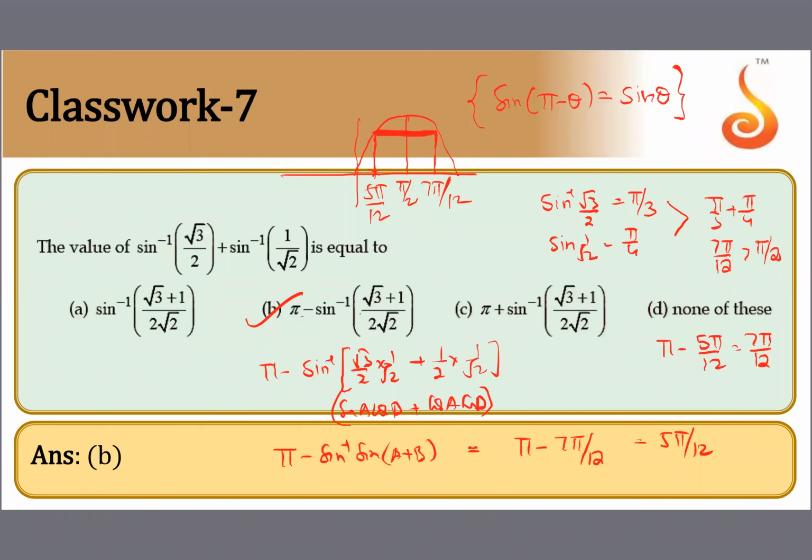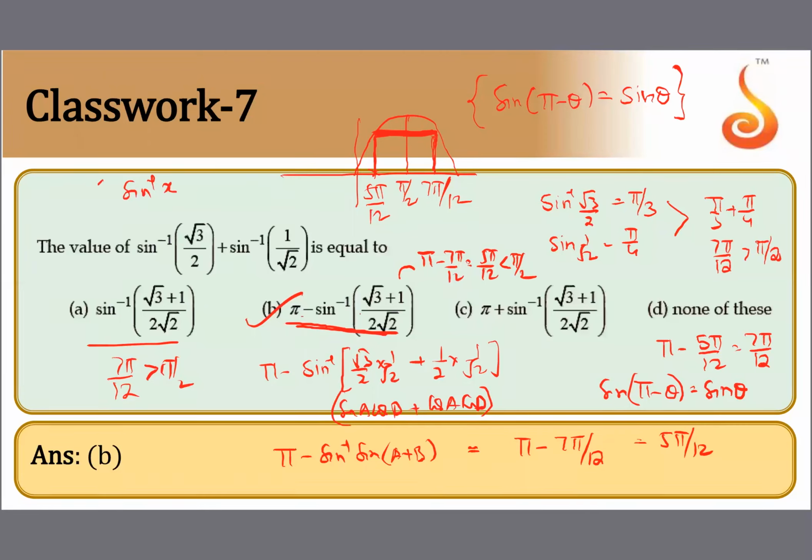Second last step says that sine of pi minus theta is the same as sine theta. If you take this answer, this will give you 7 pi by 12, which is greater than pi by 2. Because it must lie in the principal angle, pi minus 7 pi by 12 will give you 5 pi by 12, which is less than pi by 2. Because the equivalent value of 7 pi by 12 is 5 pi by 12. Why are we doing this? Because sine inverse x lies between minus pi by 2 and plus pi by 2.